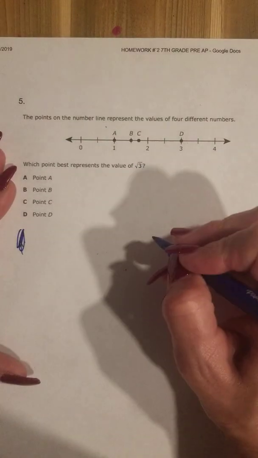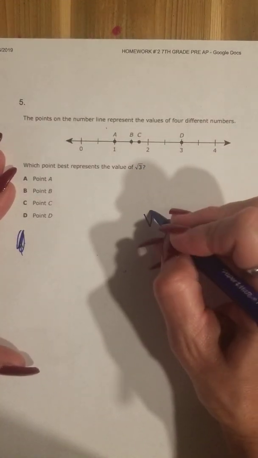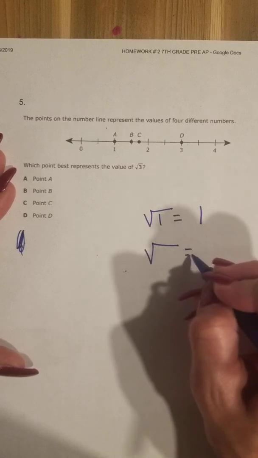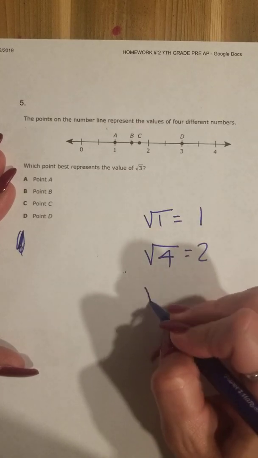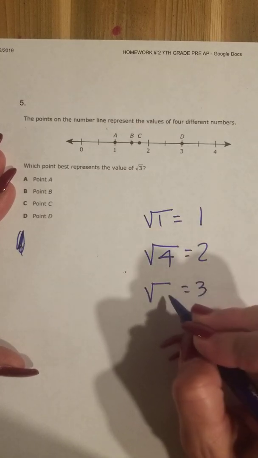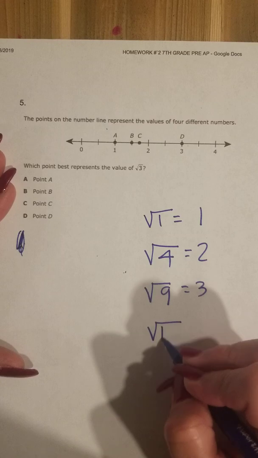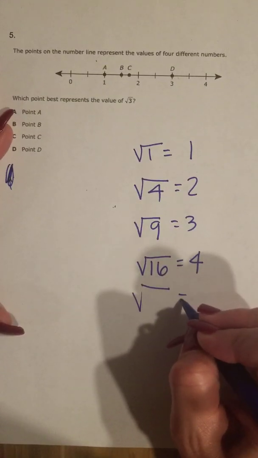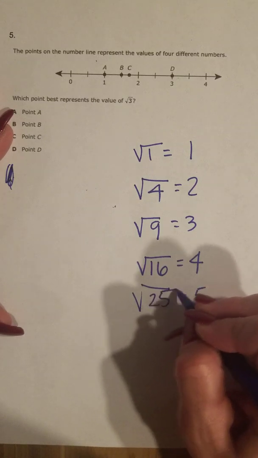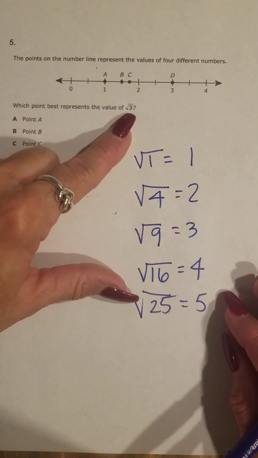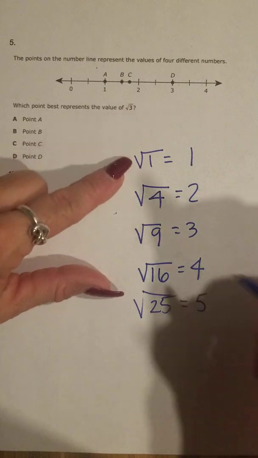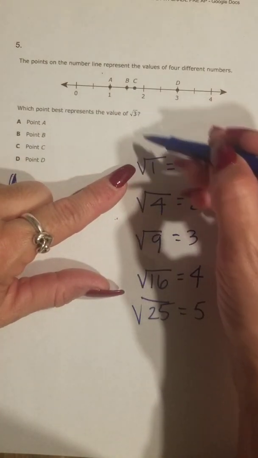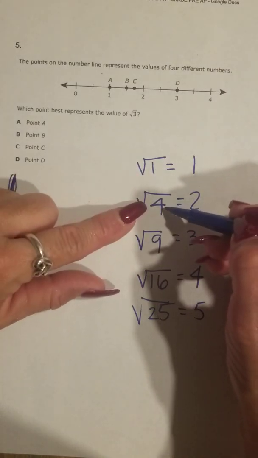Now remember, the square root of 1 is 1. The square root of 4 is 2. The square root of 9 is 3. Remember how we did this in class? These are perfect squares. This is not a perfect square. Okay? This one fits in between 1 and 4. It's closer to 4.